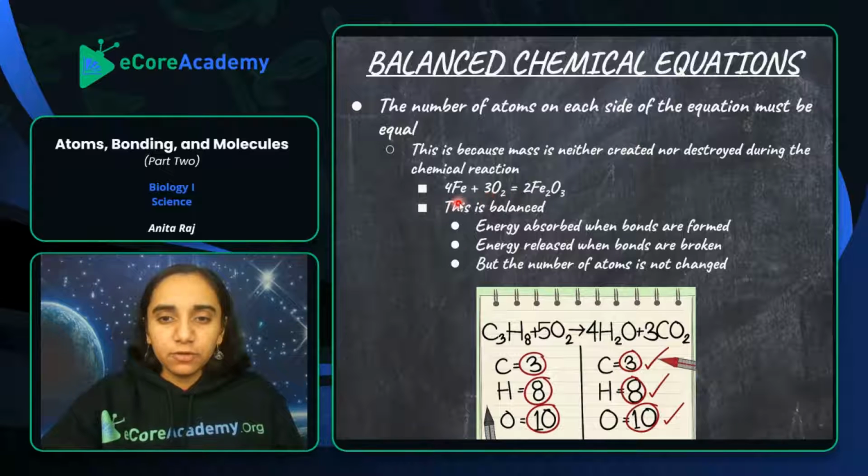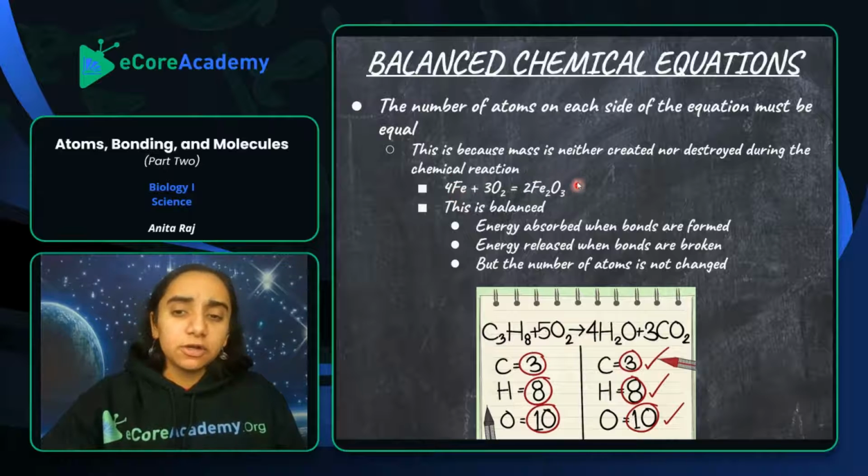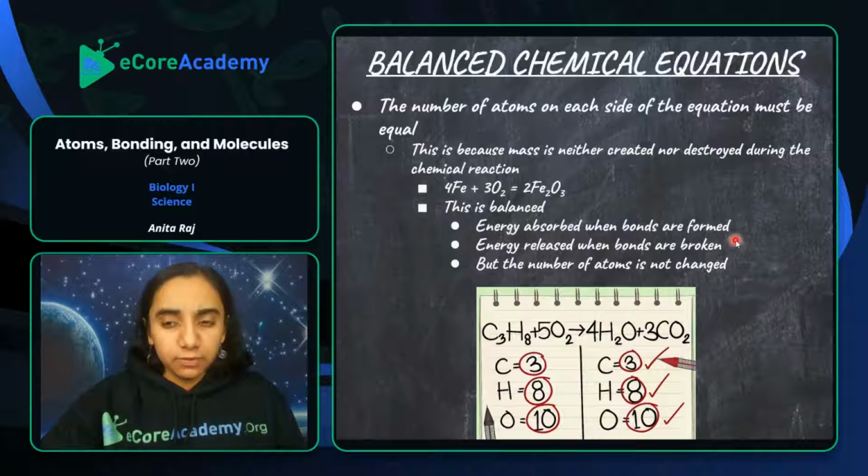So, for example, 4Fe plus 3O2 equals 2Fe2O3. Even though this might look a bit funky, this is a balanced chemical equation. Energy is absorbed when bonds are formed.